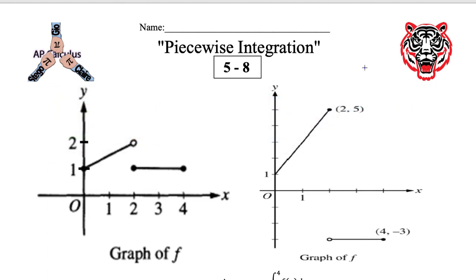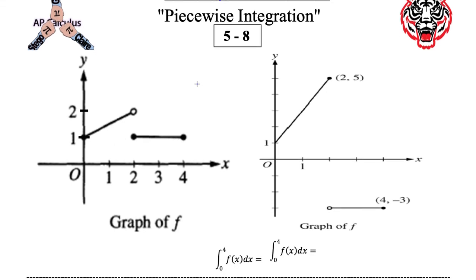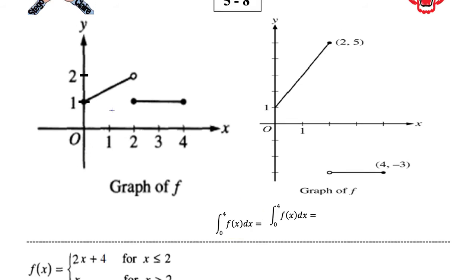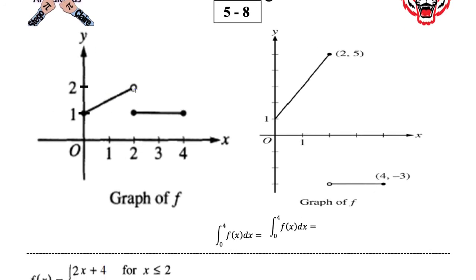All right, this is AP Calculus Worksheet 5-8. This is the answer, the solution, the key. Whoa, that got all messed up, didn't it? That should have been moved over here to the left. I will fix that. But anyway, I need to find the integral between 0 and 4 as a review.